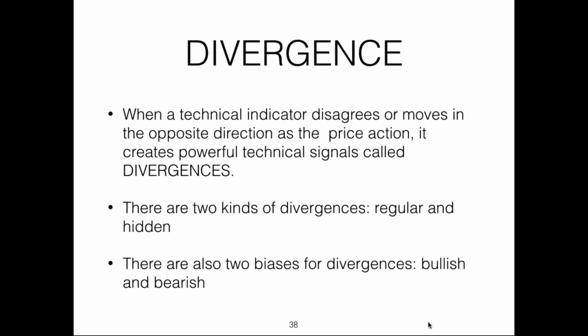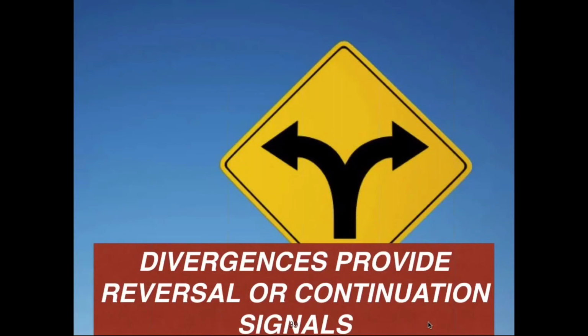So let's review what divergences are. When a technical indicator disagrees or moves in the opposite direction as the price action, it creates powerful technical signals called divergences. There are two kinds of divergences, regular and hidden. There are also two biases for divergences, bullish and bearish. Divergences provide reversal or continuation signals.